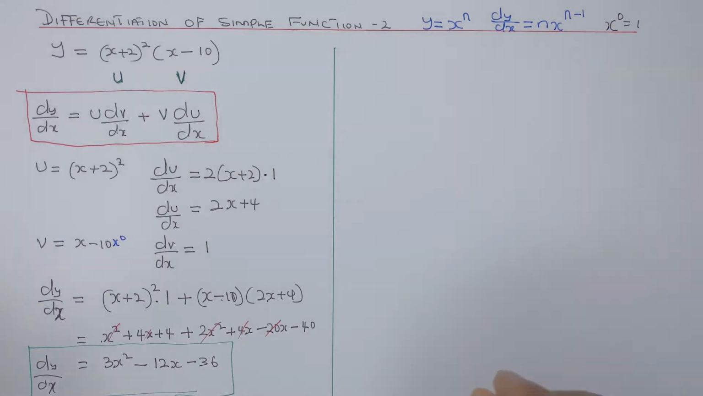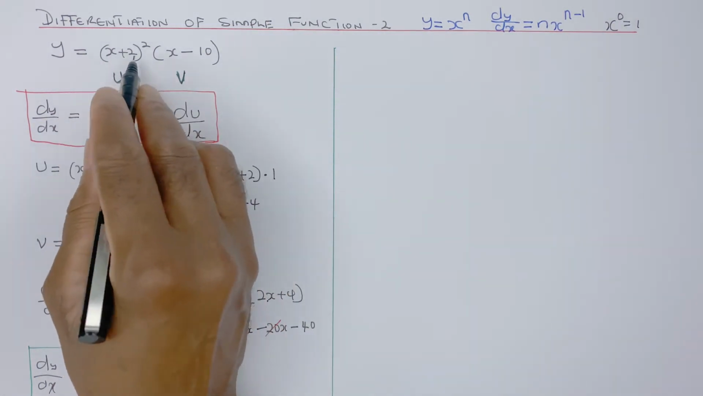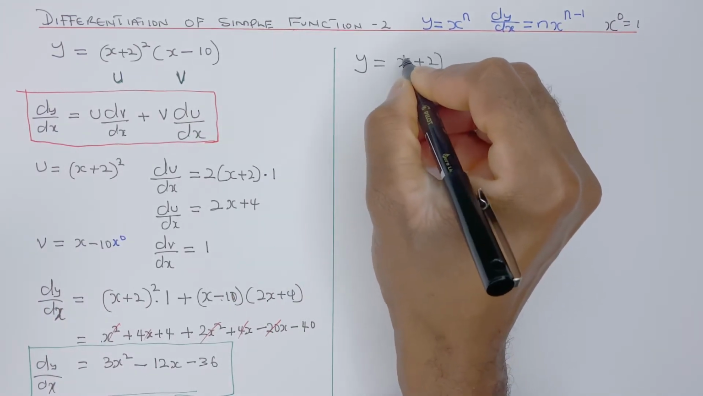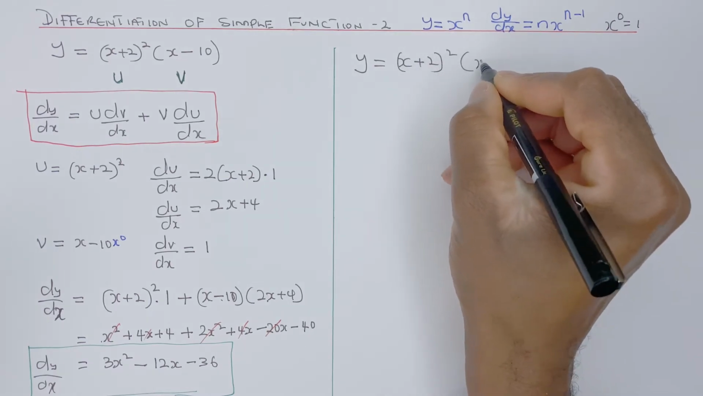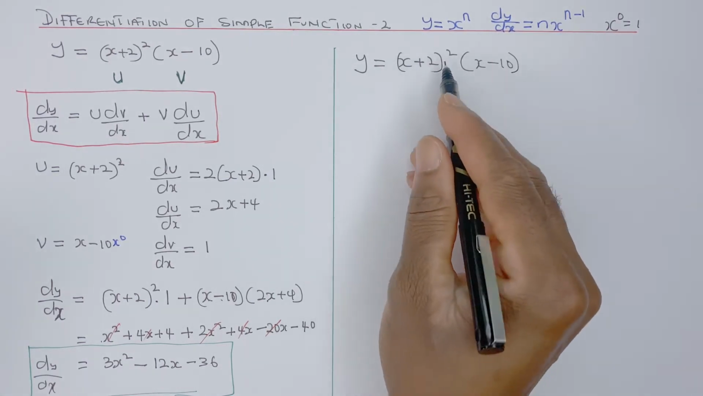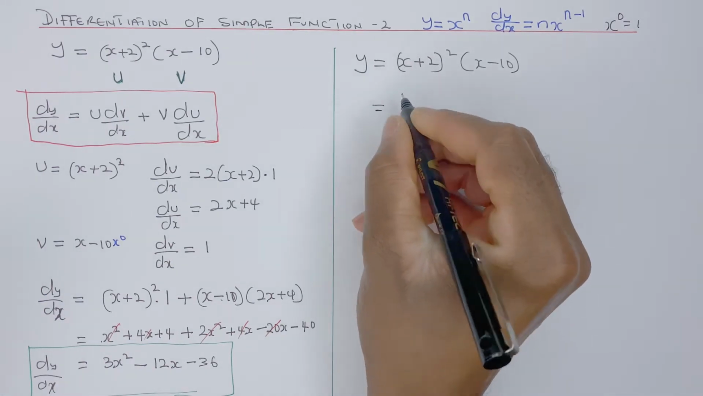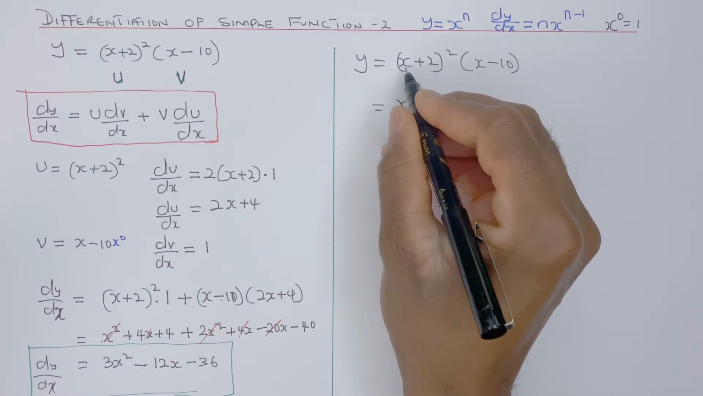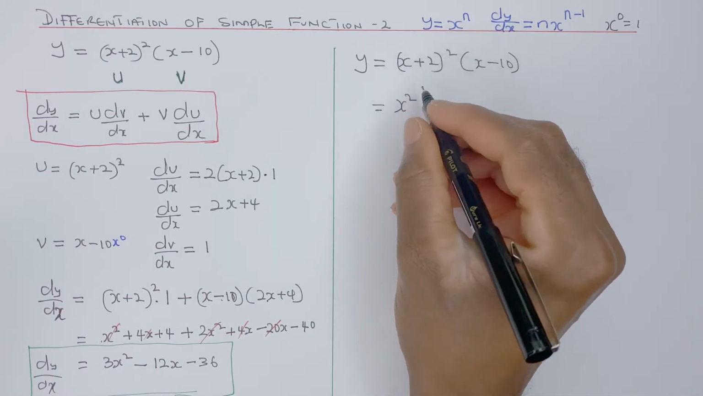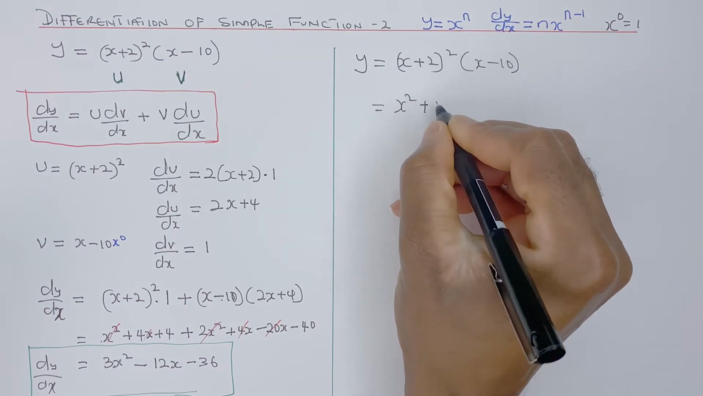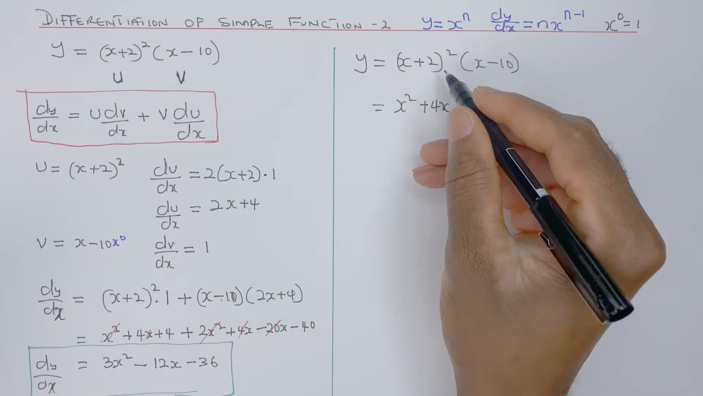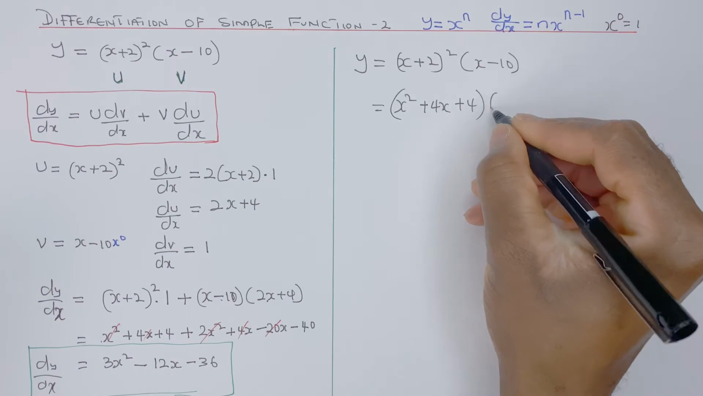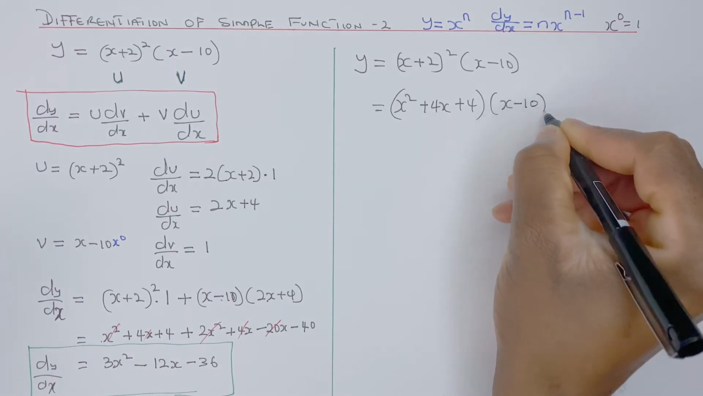But you don't have to do the product rule. You could have expanded that. So if I expand that, I know y equals (x plus 2) squared times (x minus 10). All I need to do is expand that. To expand this one, remember, you square the first one, x squared, and then you double the product. The product means times. 2 times x is 2x, times 2, that's 4x. And then you square that, so that'll be plus 4. And now you're multiplying that by another factor, which is x minus 10.